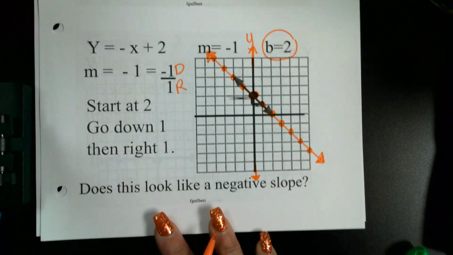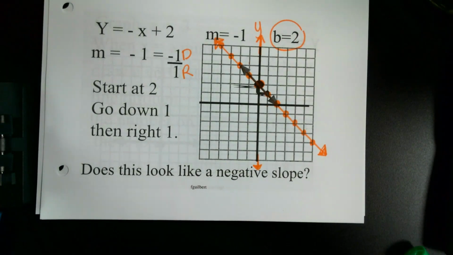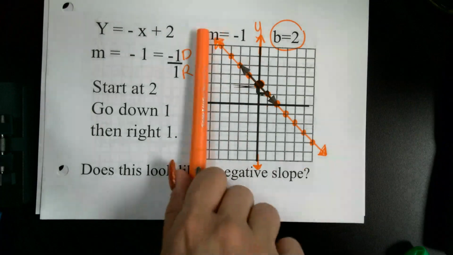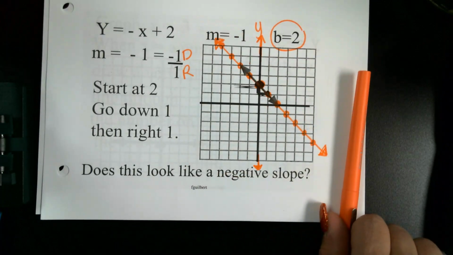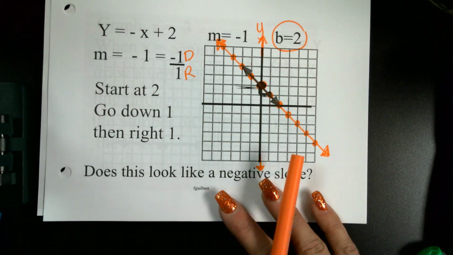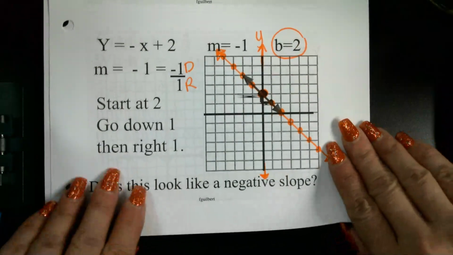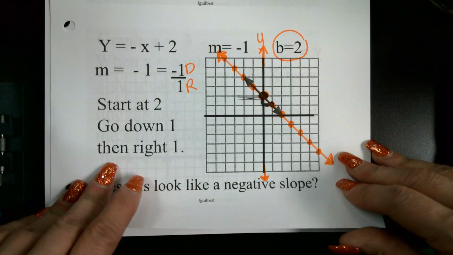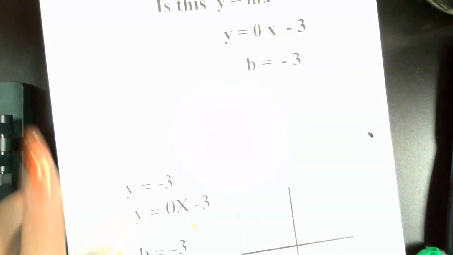Then there's that question at the bottom. It says, does that one actually look like a negative slope? Well, is it going downhill? Yeah, because as you move from the left side to the right side, it is decreasing. So that would be negative. Any questions? Okay. Next page.